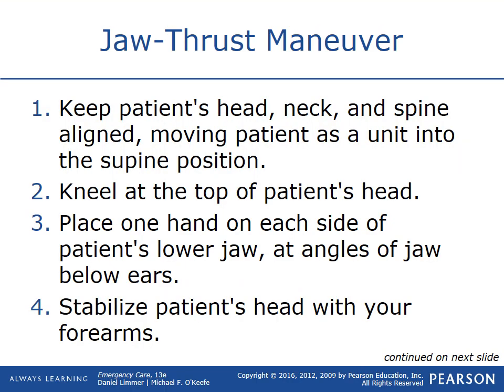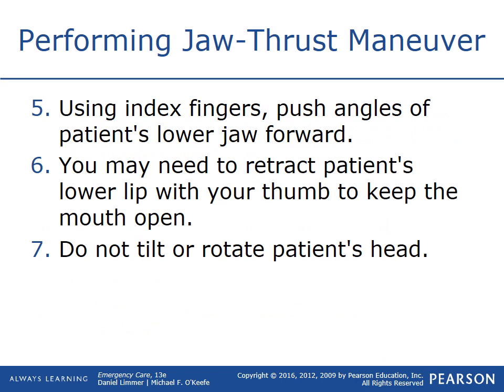Keep the patient's head, neck, and spine aligned. Move the patient as a unit into the supine position. Kneel at the top of the patient's head. Place one hand on each side of the patient's lower jaw at the angles of the jaw below the ears. Stabilize the patient's head with your forearms. Use your index fingers to push the angles of the patient's lower jaw forward. You may need to retract the patient's lower lip with your thumb to keep the mouth open. Do not tilt or rotate the patient's head.